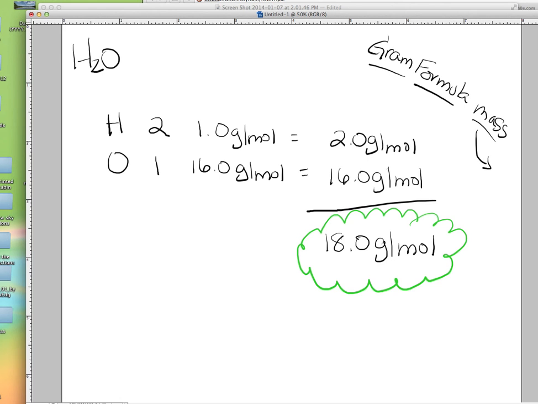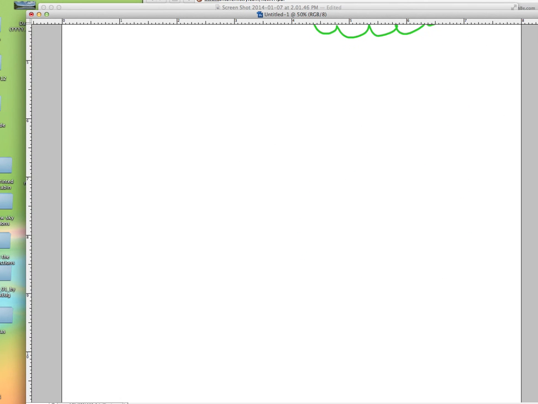Now let's try one that's just a little bit more complicated. Okay, let's try, I don't want to give too much away here. Let's try CaOH2.